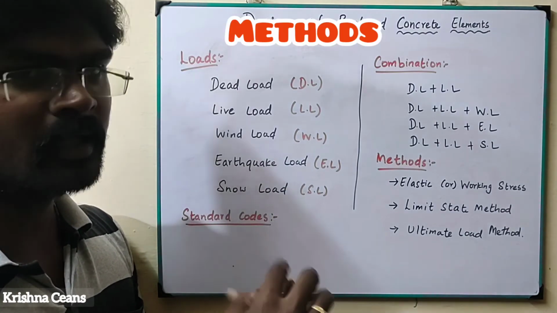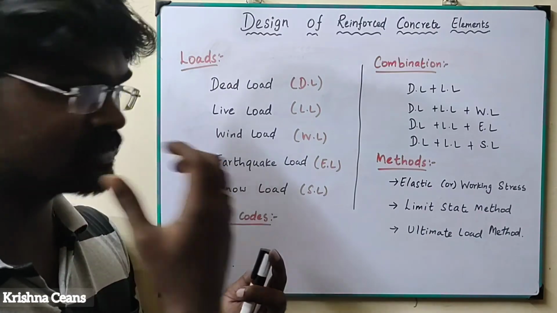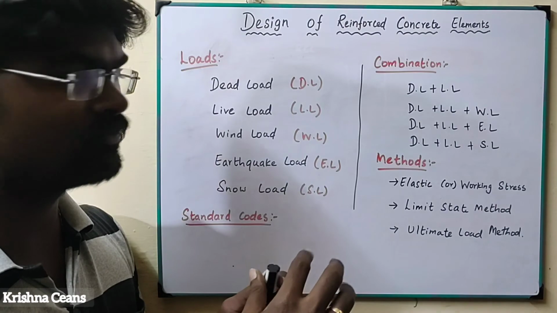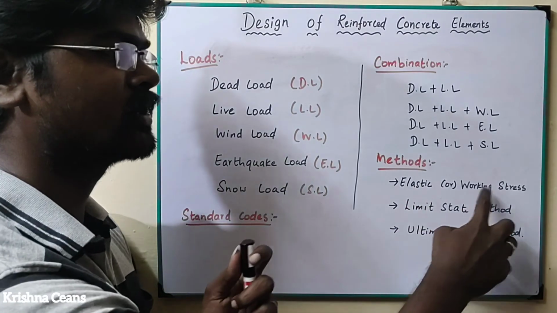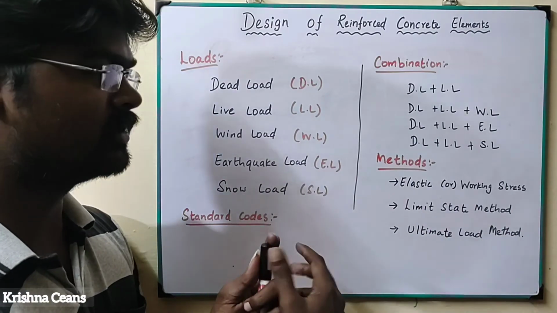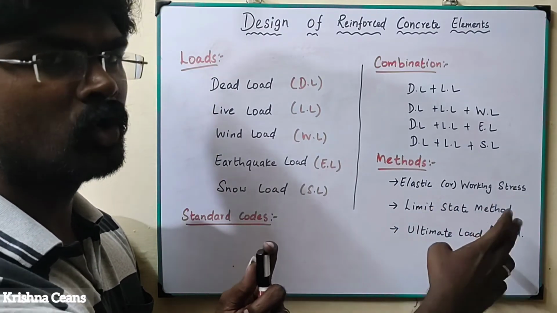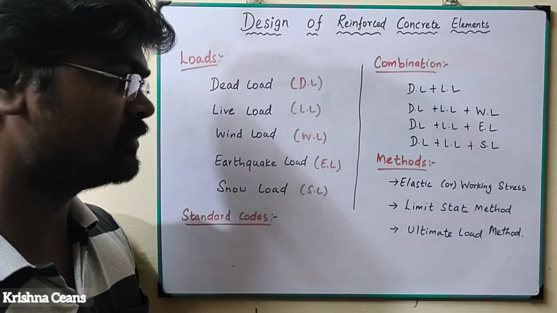Next, what are the methods we use for the design of concrete elements? These are the three major methods. Number one is the working stress method or elastic theory. The second one is the limit state method, then the ultimate load method. So these are the three methods we use for the design of elements.